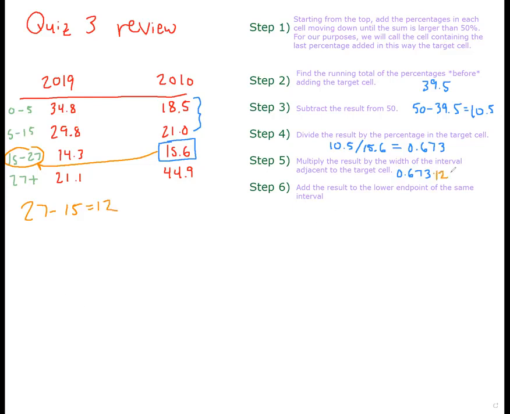So we'll do 0.673 times 12. 0.673 times 12 gives me 8.076. And then step 6 says, add that result to the lower endpoint of the same interval. So I'm going to take 8.076, and I'm going to add that to the lower endpoint. The lower endpoint was 15, so we'll say plus 15 to get an answer of 23.076. They say round it to 1 decimal, so we'll say 23.1.